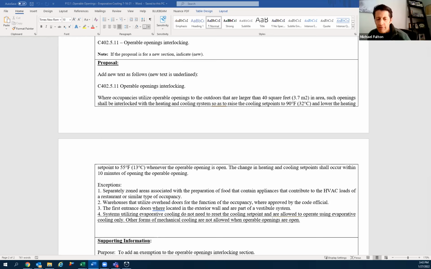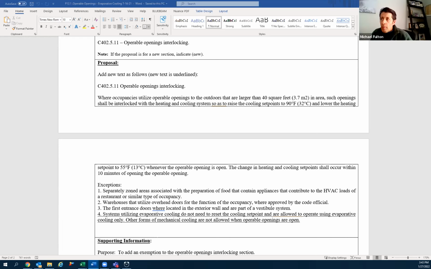Yeah, the set point would have to be raised to 90 to allow mechanical cooling the way it's currently written. Okay, so I don't know how this suggestion gets added as a modification. I just wanted clarification that I think the intent of this is to cut off all mechanical cooling if that door is open until it gets over 90 degrees.